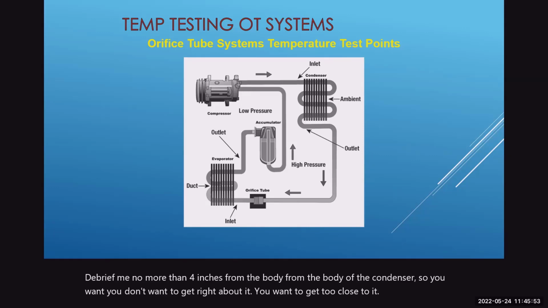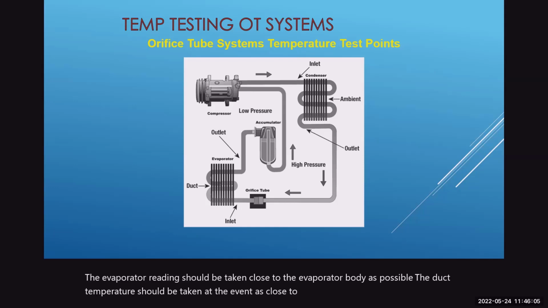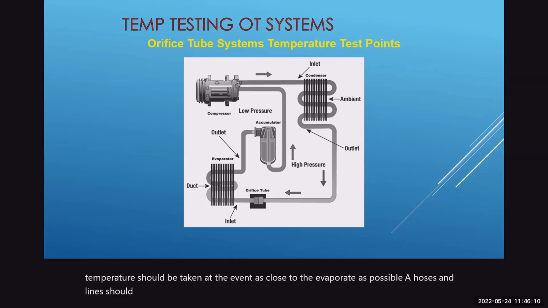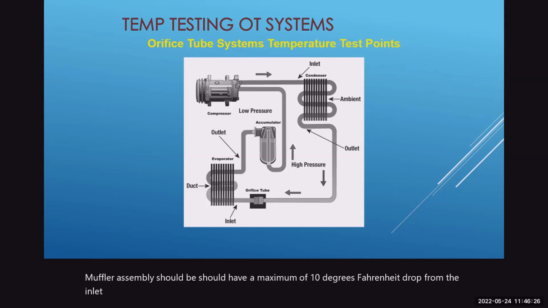The evaporator reading should be taken as close to the evaporator body as possible. The duct temperature should be taken at the vent as close to the evaporator as possible. Hoses and lines should have a 4 degree Fahrenheit maximum difference from end to end. Muffler assembly should have a maximum of 10 degrees Fahrenheit drop from the inlet side to the outlet side.